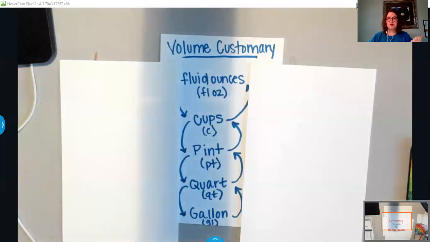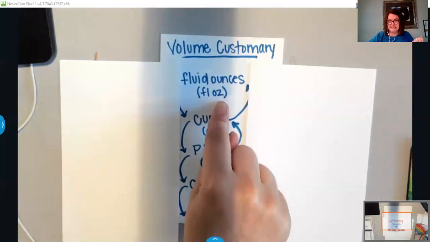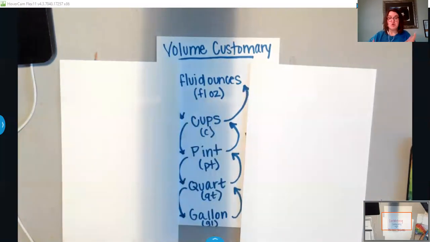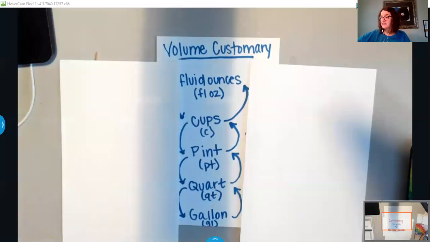And then down the middle, you're going to write fluid ounces, which is different than ounces that you weigh, right? These are fluid ounces now, the amount of fluid space something takes up. Cups is next. Pints. Quarts. And then finally, gallons.